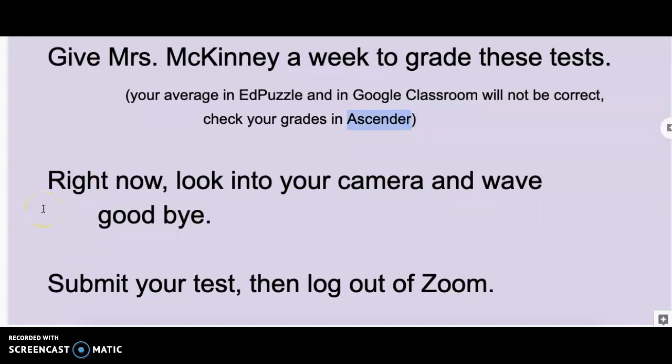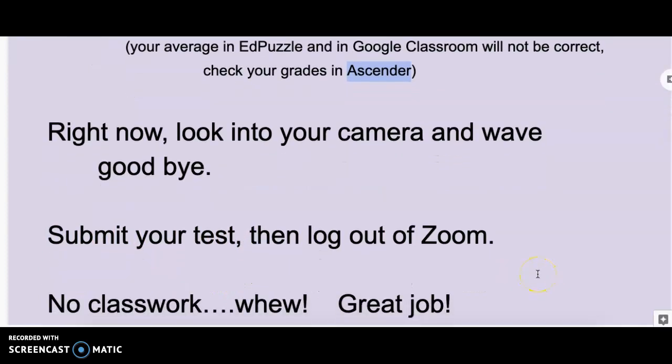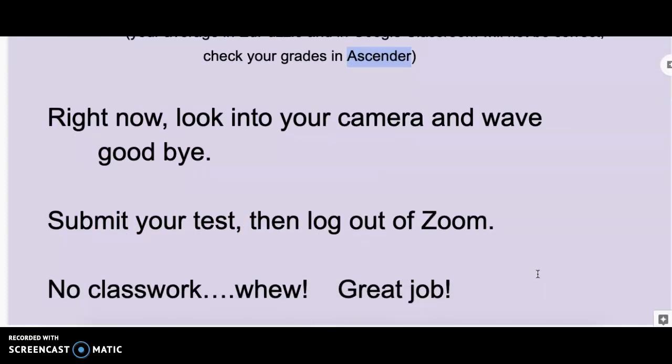Right now, weird thing I know, you need to look into your camera and wave goodbye to me so that I know that you're finished. After that, you're going to submit your test and log out of Zoom. You don't have any classwork to do. You can play Prodigy for 15 minutes, and that's it for the rest of math. Great job!